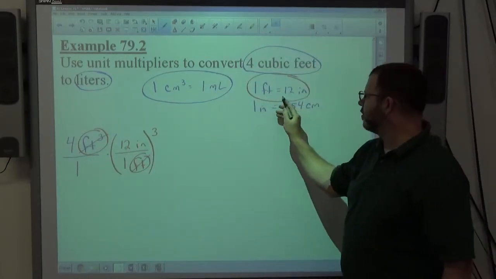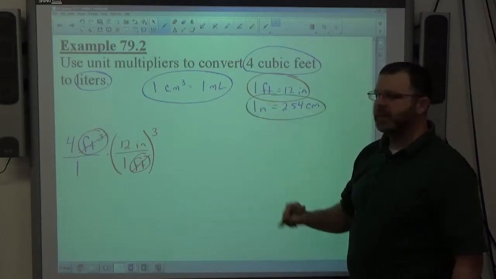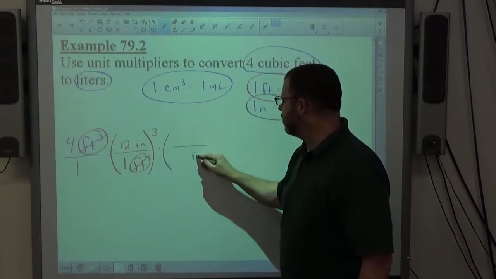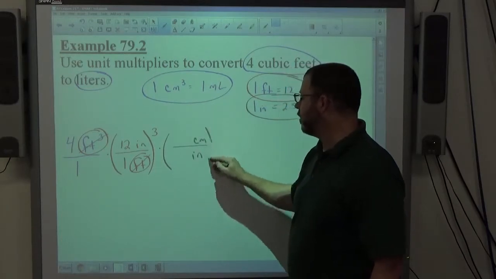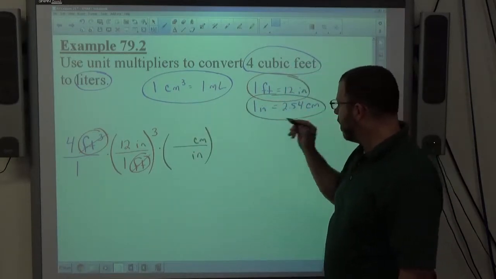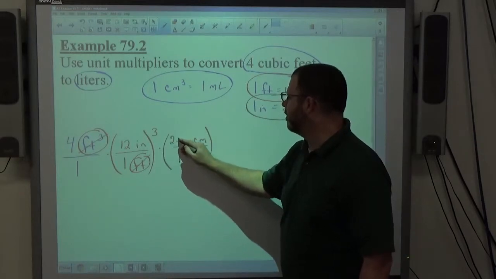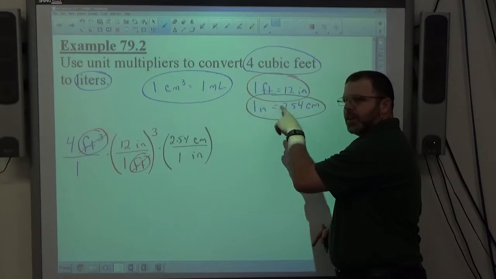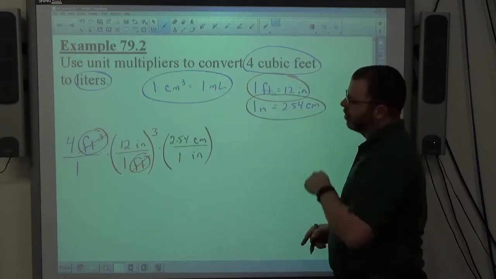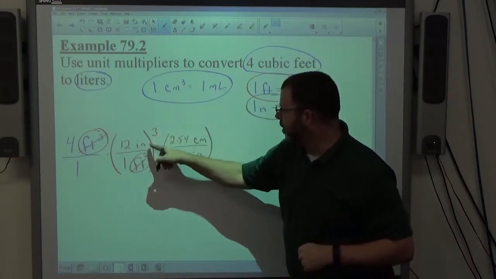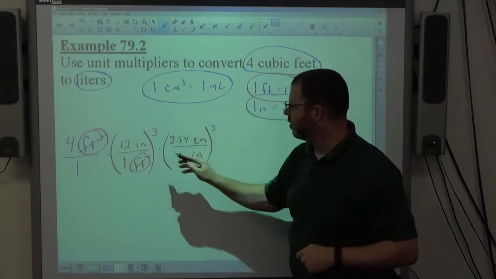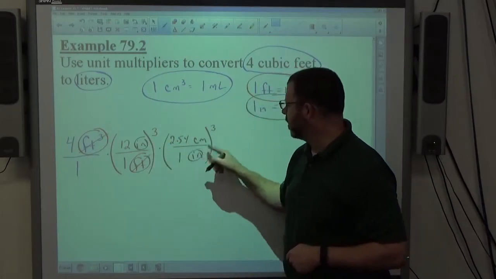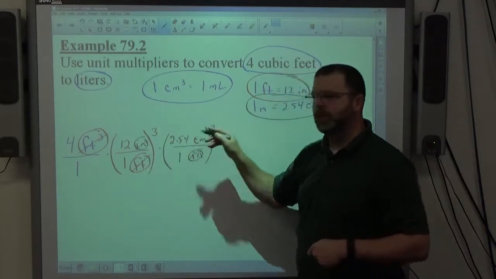Then I'm going to use this fact, inches to centimeters. I'm going to put inches on bottom for cancellation purposes, and centimeters on top because I want to change to centimeters. I know that 1 inch is equal to 2.54 centimeters according to this fact here. Again, this is inches and centimeters, not inches cubed and centimeters cubed. This is inches cubed, so this has to be cubed for cancellation. So the cubic inches here and the cubic inches here will cancel, leaving me with cubic centimeters.